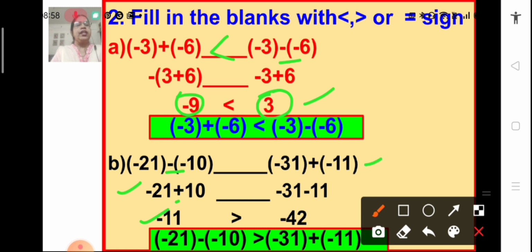And here on the right side, negative 31 plus negative 11, we have two integers. This plus and minus becomes minus. So we have two integers with negative sign, we add them and it becomes negative 42. So which one is bigger? Negative 11 is bigger than negative 42. So we put a sign like this here.